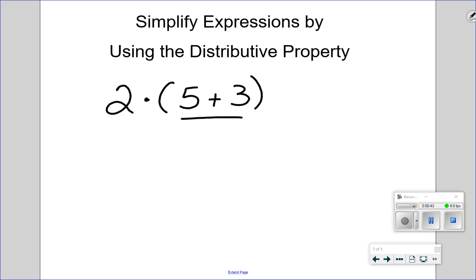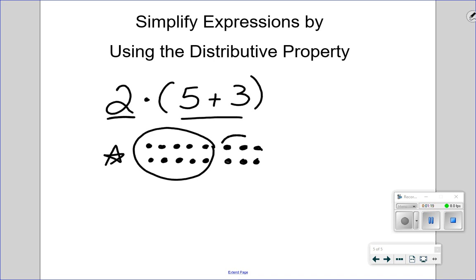If I take 5 plus 3, so in other words, if I have 5 objects, and then I add 3 more. If I do that first, and then I multiply it by 2, so I double it, I am doubling 8. And my answer is 16. I have 16 objects here. Looking at this image, this is the same thing as doubling 5 and doubling 3 and then combining them together. And that's what the distributive property says.